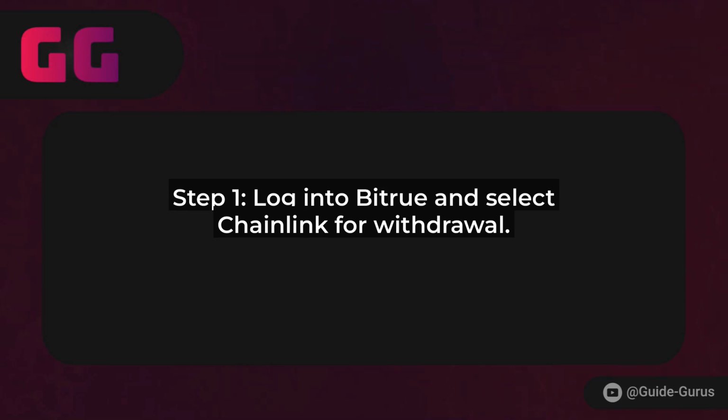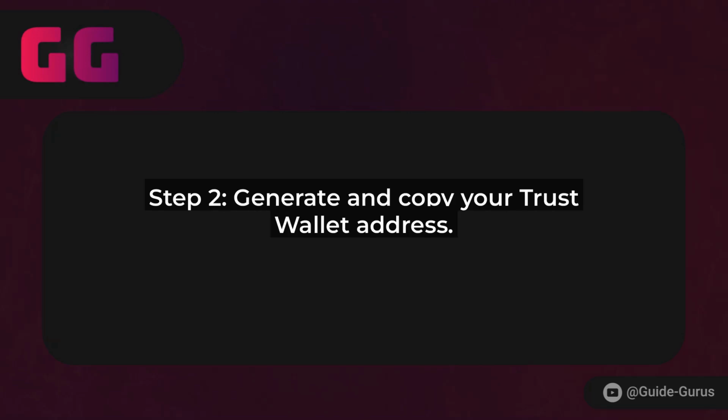Step 3. In Trust Wallet, go to the Chainlink token. It's usually under the Ethereum network. Tap on Receive to generate and copy your wallet address. Make sure it's the correct one to avoid any mistakes.